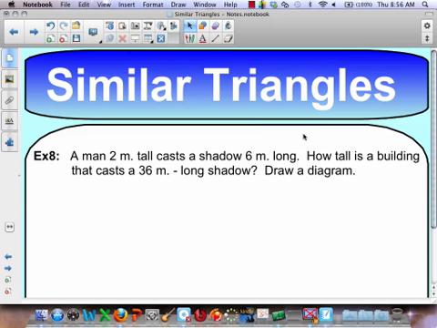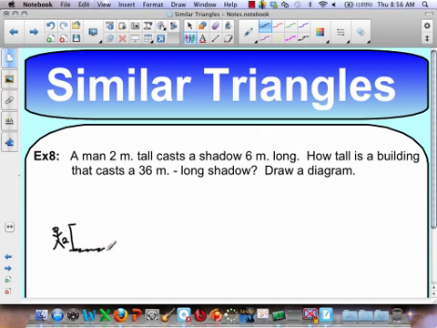Ratio with the shadow. Educated guess. Okay. Well, what we can do is basically proportions. And if we draw the diagram, it kind of makes sense. We're going to have a guy who is 2 meters tall. So here's our man. He's 2 meters tall, and he's going to cast a shadow that is 6 meters long.